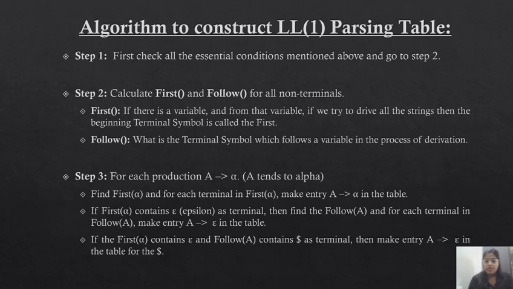Step 3: for each production A tends to alpha, find FIRST of alpha, and for each terminal in FIRST of alpha, make an entry A tends to alpha in the table. If FIRST of alpha contains epsilon, then find the FOLLOW of A. For each terminal in FOLLOW of A, make an entry A tends to epsilon in the table. And if FIRST of alpha contains epsilon and FOLLOW of A contains dollar as a terminal, then make an entry in the table for the dollar.